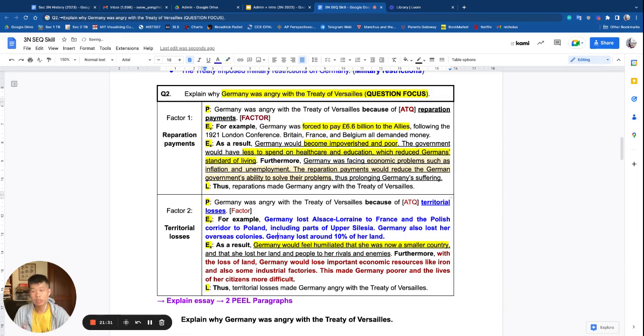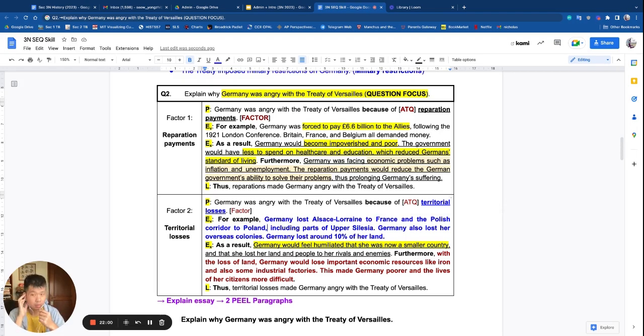One tip is to read the whole thing to yourself. Read the question and then read the answer and then see if you understand. Let me do it for the second paragraph. Explain why Germany was angry with the Treaty of Versailles. 10 marks. Germany was angry with the Treaty of Versailles because of territorial losses. For example, Germany lost Alsace-Lorraine to France, the Polish corridor to Poland, including parts of Upper Silesia. Germany lost the colonies. Germany lost 10% of her land.